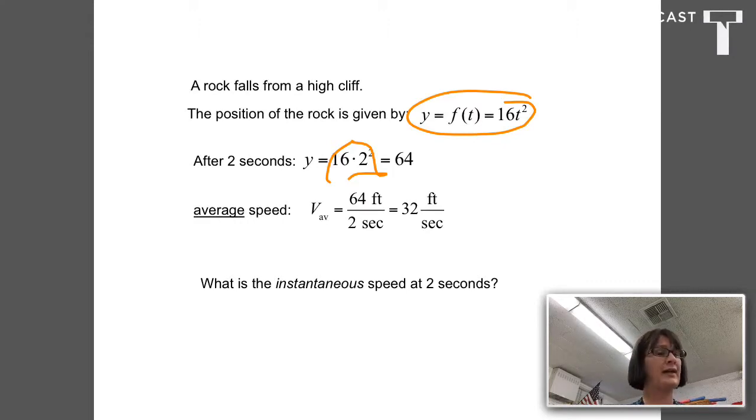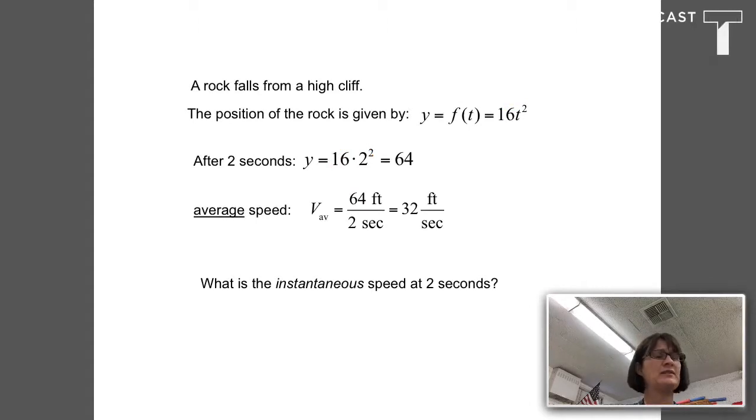It's taken 2 seconds to fall that far, so 0 seconds to 2 seconds is an interval of 2 seconds. And I can write that same fraction, 64 divided by 2. I have units of distance over time, because I'm dividing a distance by a time, and I end up with an average speed of 32 feet per second.